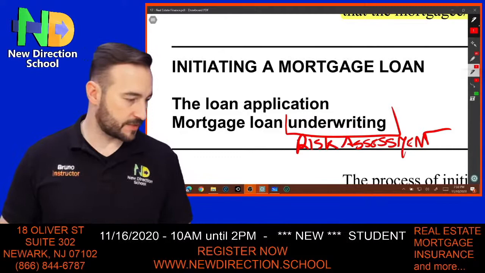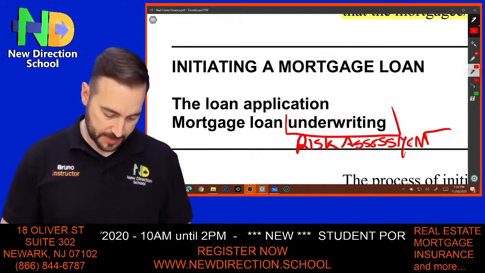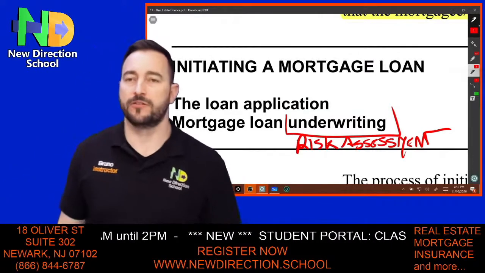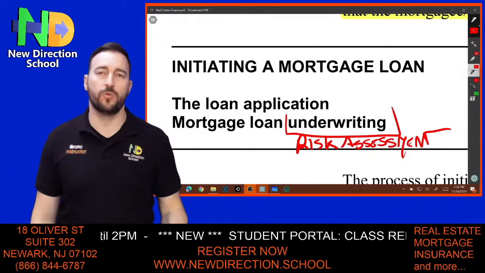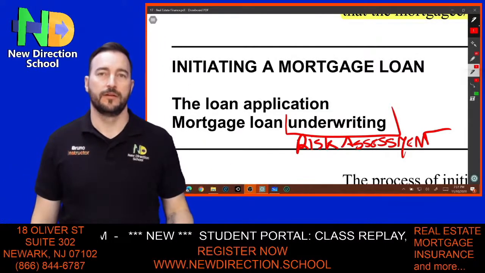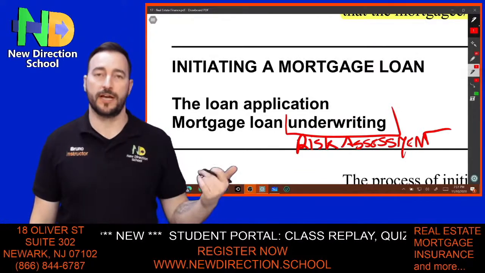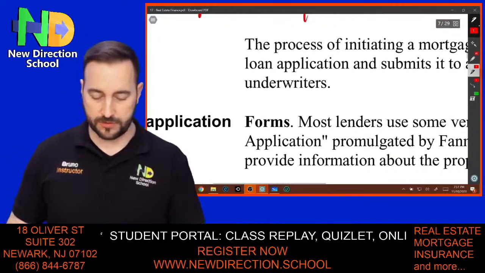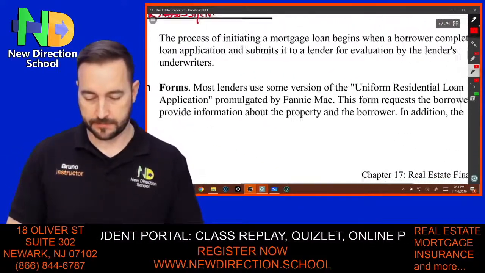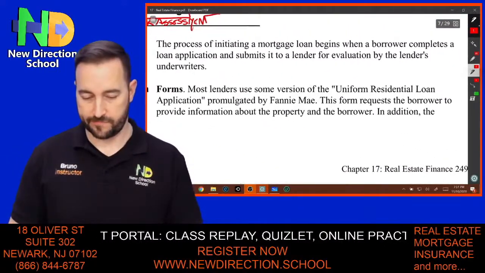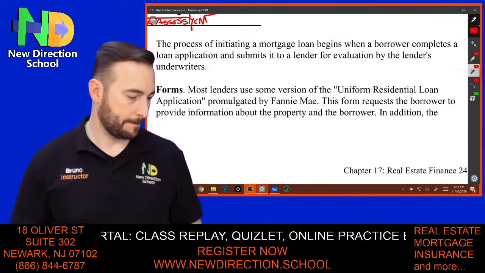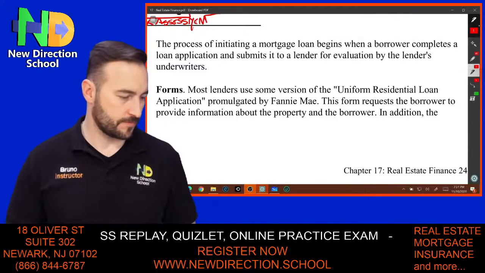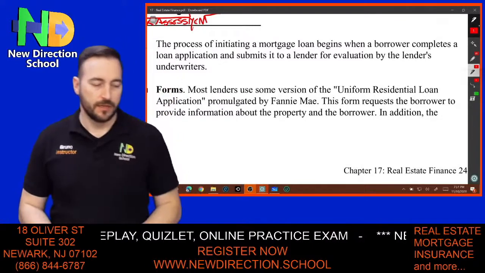Underwriting is risk assessment. And what does that mean? It means they'll look at your application and then they'll figure out how much of a risk you are. Will you default on the loan or not? That's what they'll be looking at. Let's start with loan application.